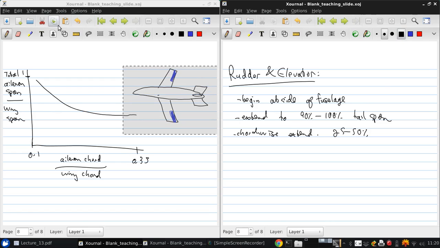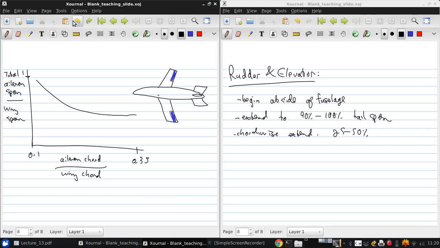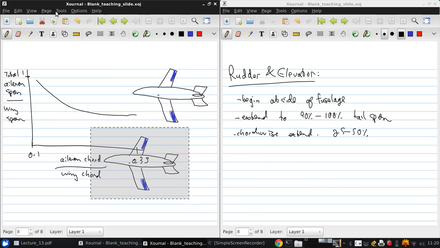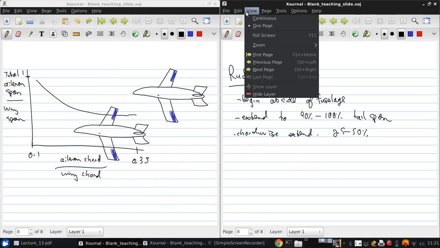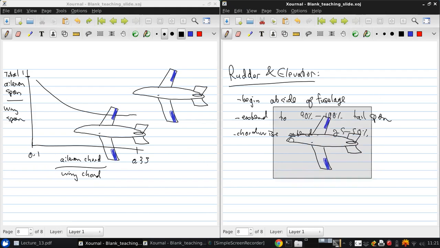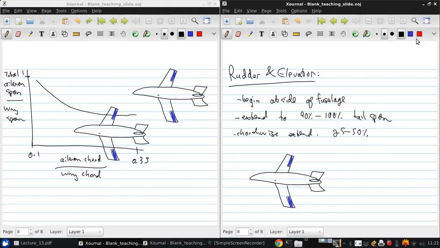So if I take the same sketch, the horizontal tail will have elevators like this, and a side view of just the back region here with the vertical tail, you'd have something that looks like that.